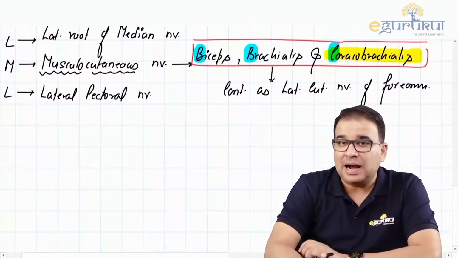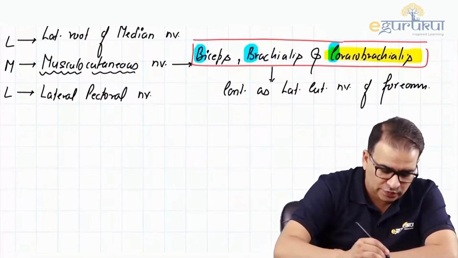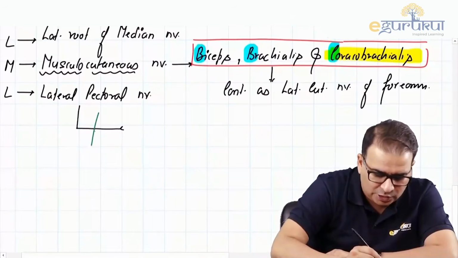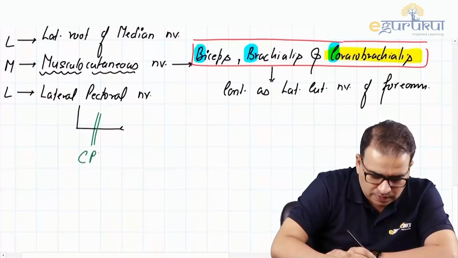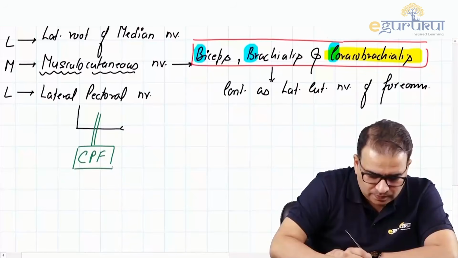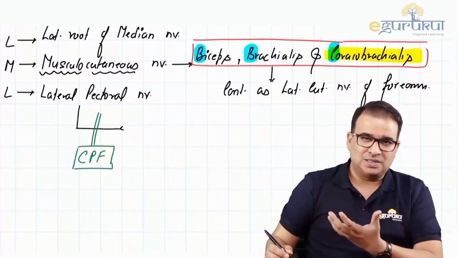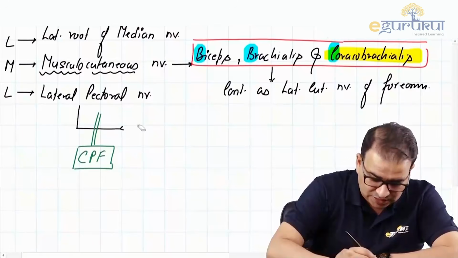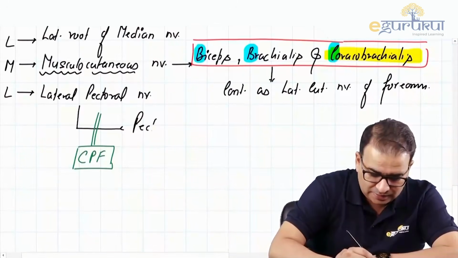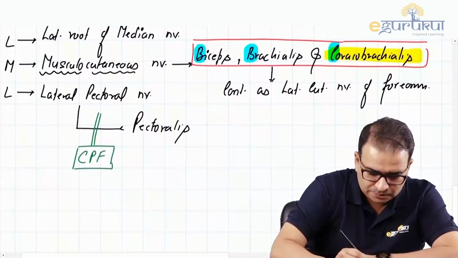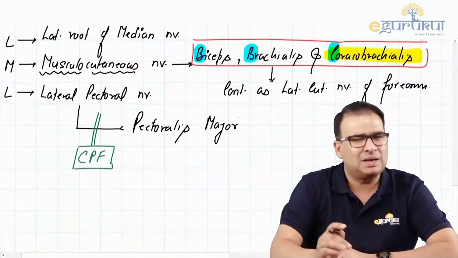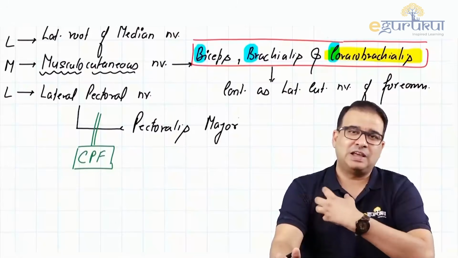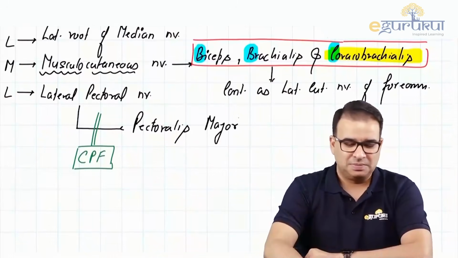The next one in the line is the lateral pectoral nerve. Now what about lateral pectoral nerve, guys? This we've also discussed here. Lateral pectoral nerve is the one which was piercing the fascia called the clavipectoral fascia. And once it pierces the clavipectoral fascia, it comes out to supply what muscle? It supplies the muscle pectoralis major. It may sometimes supply pectoralis minor also, but usually it supplies pectoralis major only. So lateral pectoral nerve pierces the clavipectoral fascia, comes out and supplies pectoralis major.